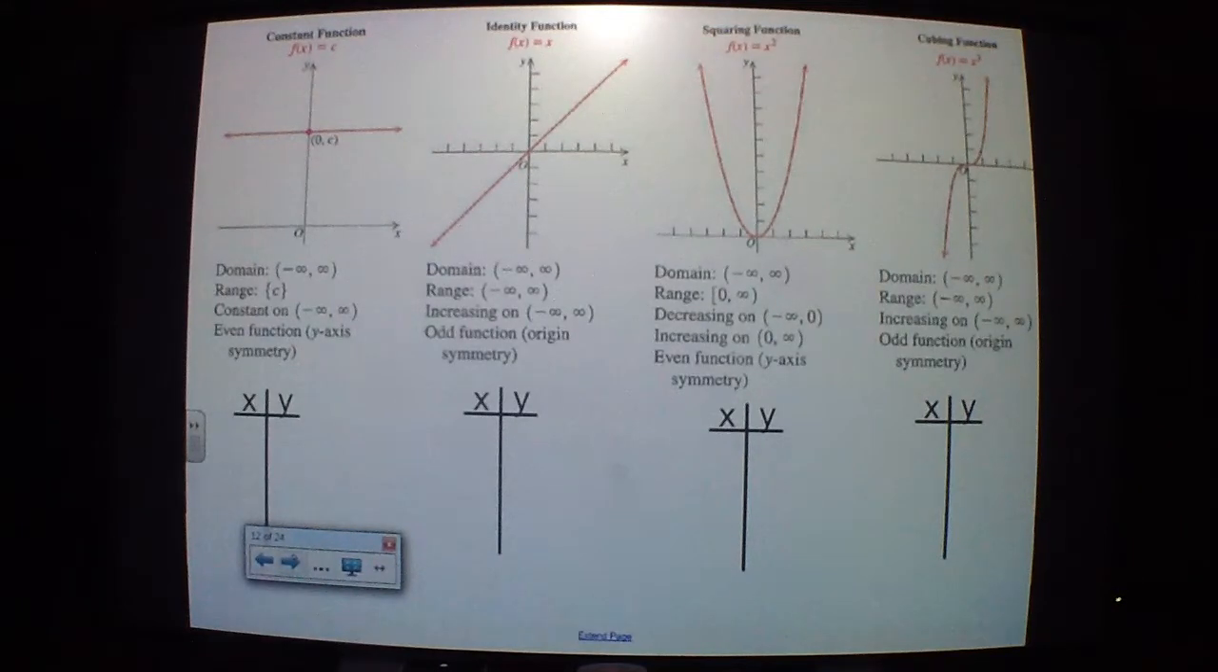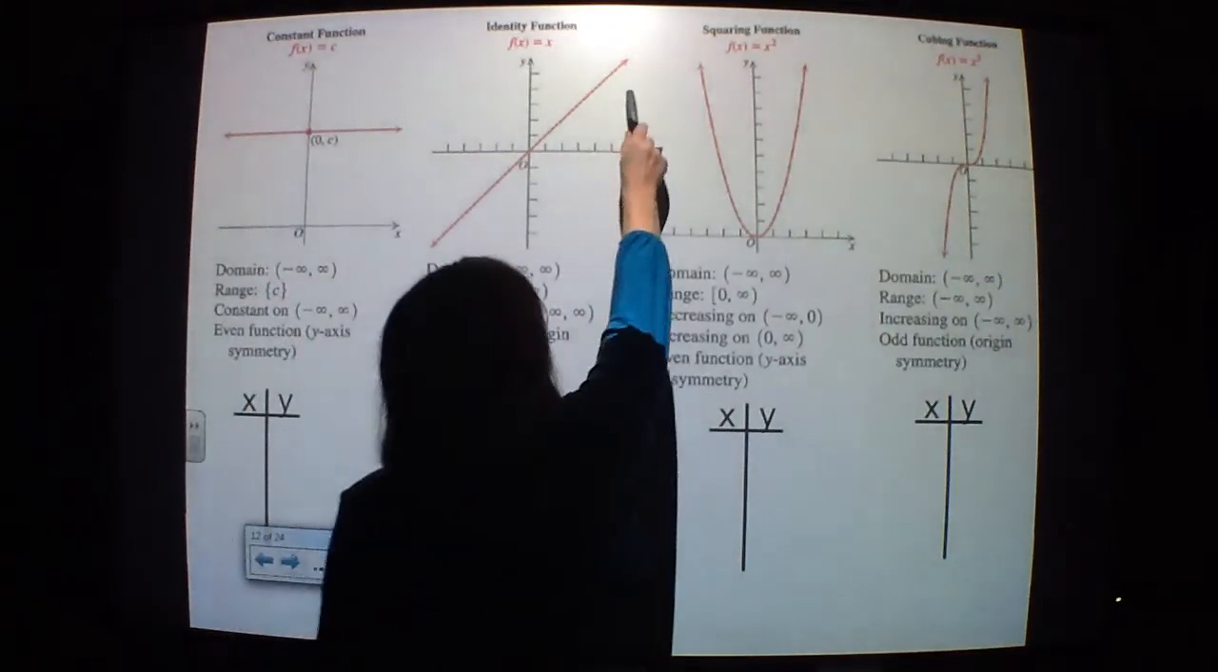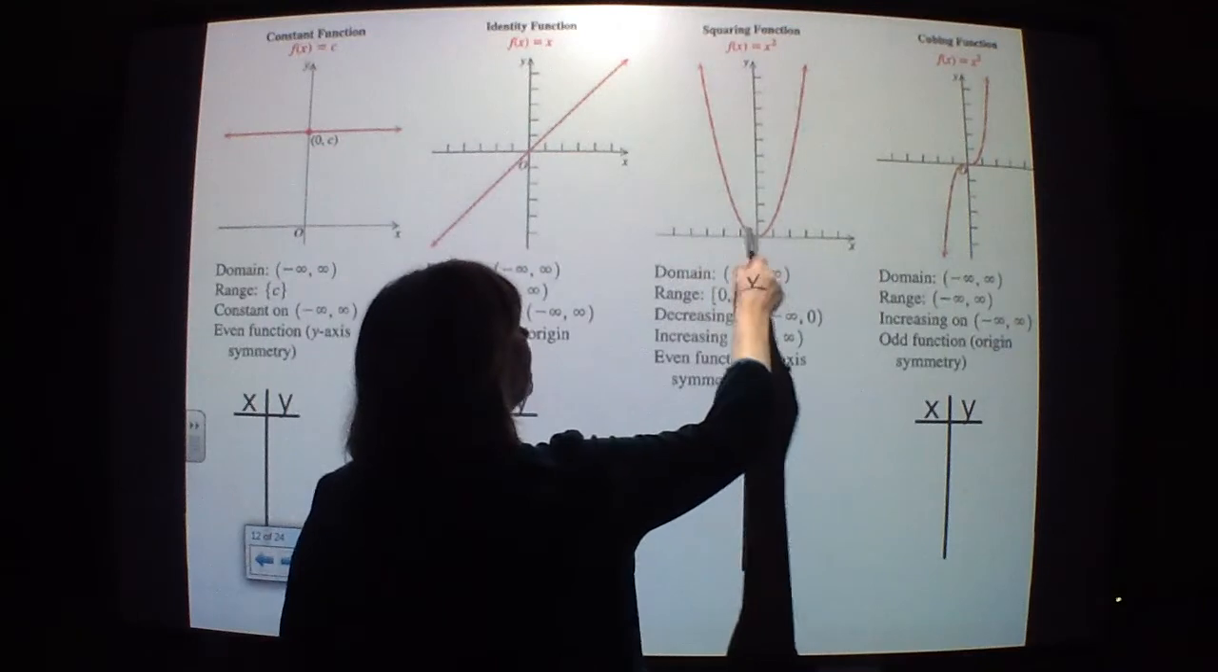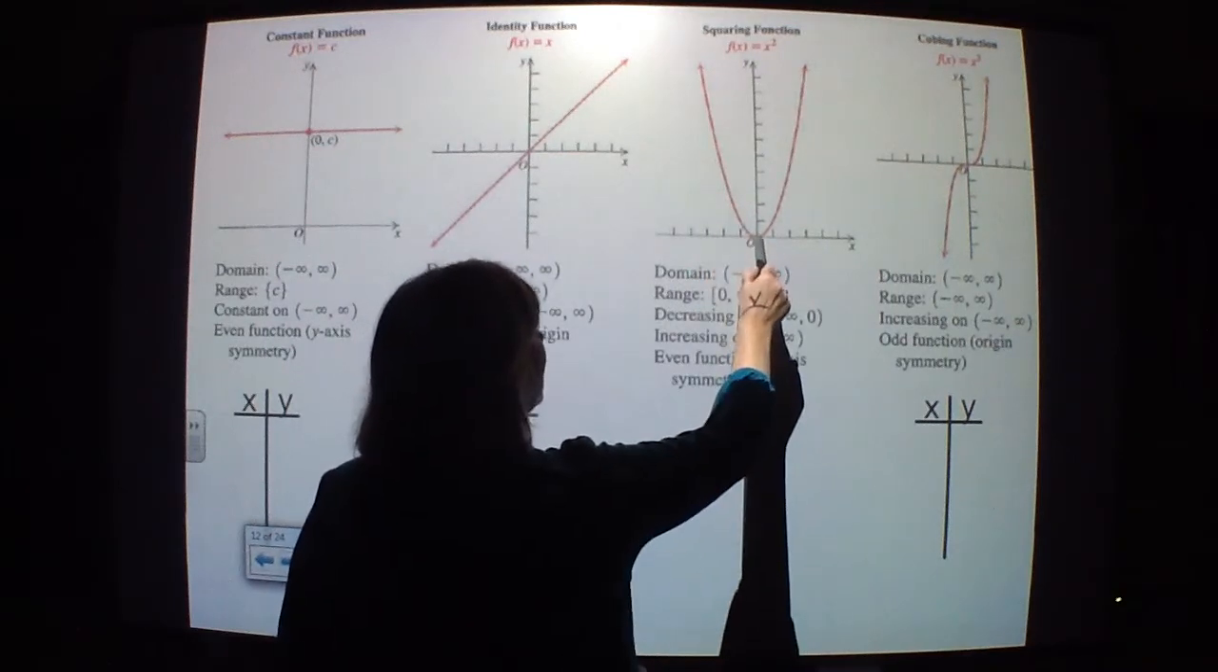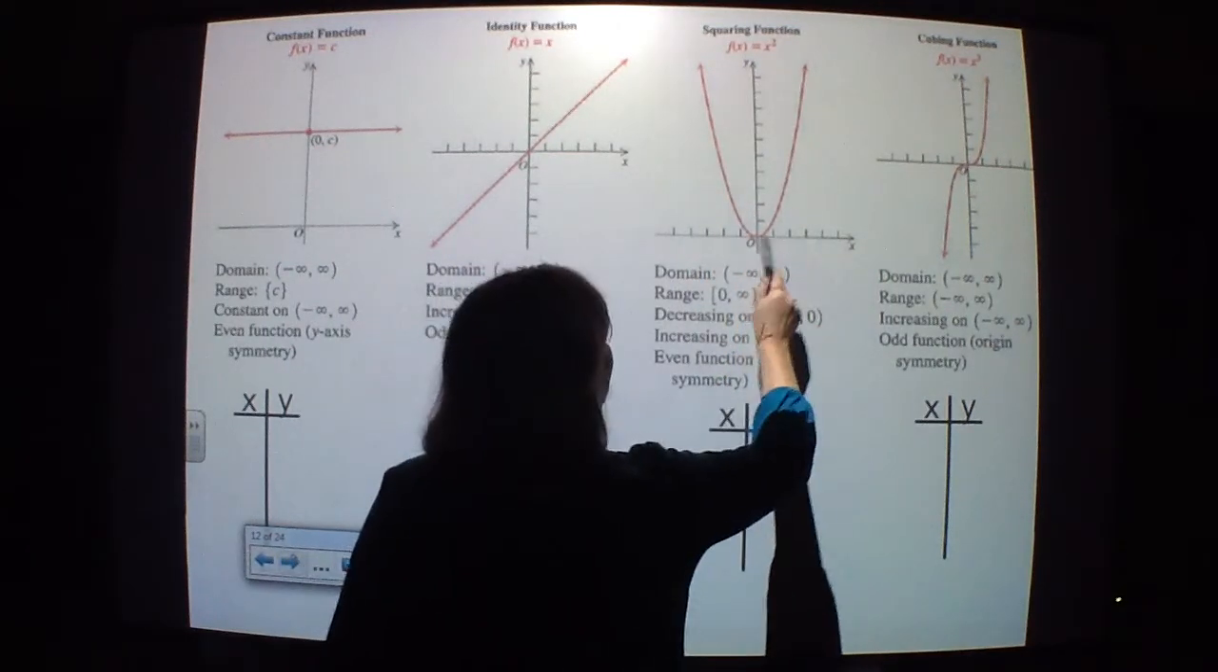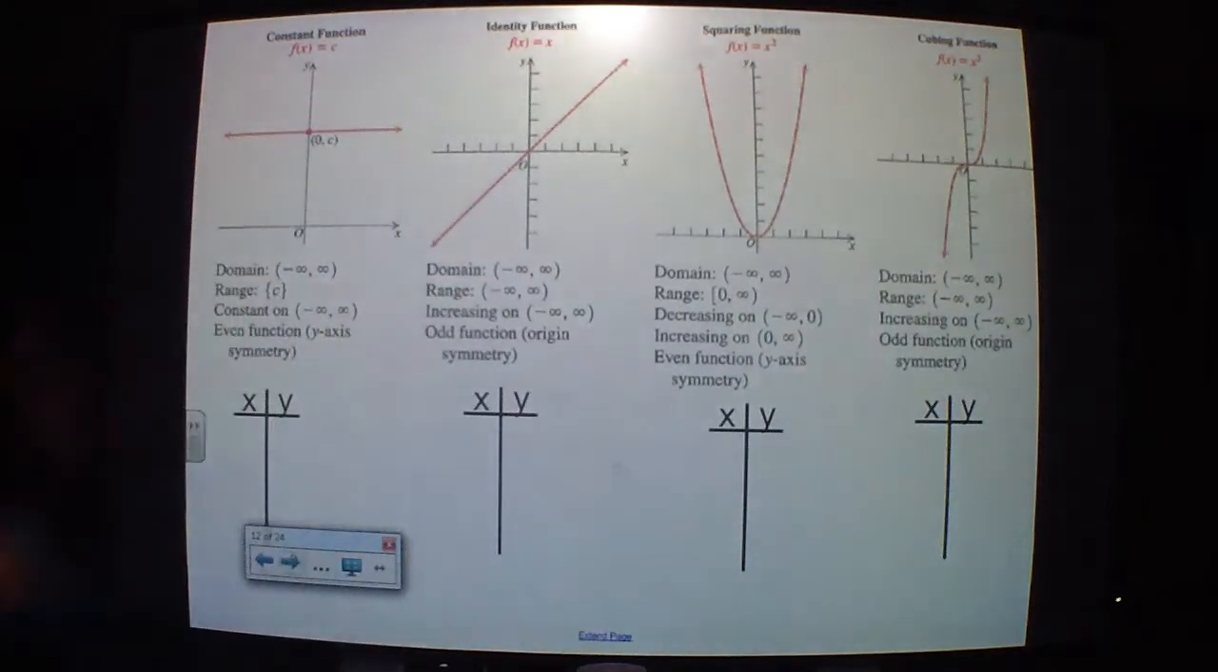X squared, you should be able to graph that parabola. You should know the domain, range, where it's decreasing, where it's increasing. From negative infinity to 0, it's going down, it's decreasing, the y is getting smaller. And when x is 0 to infinity, it's increasing.